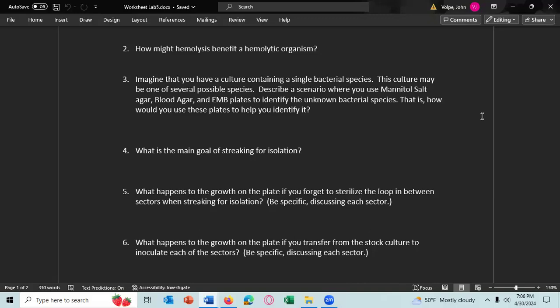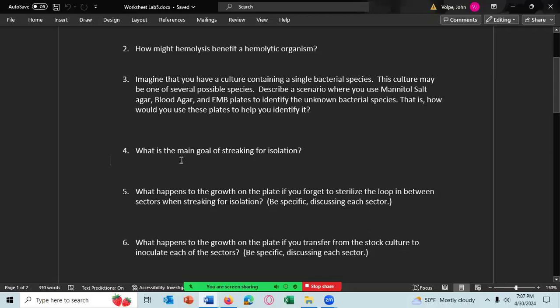For full credit on question 3, you must identify 2 characteristics of each plate that you can use to identify the species. If you only give 1 characteristic for each plate, you'll only get half credit for this one. Any question?